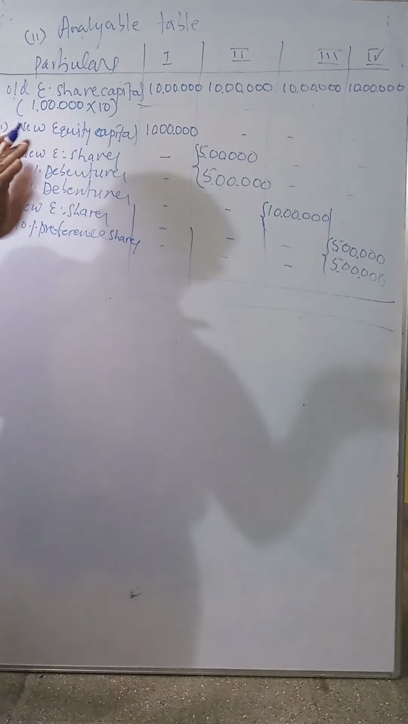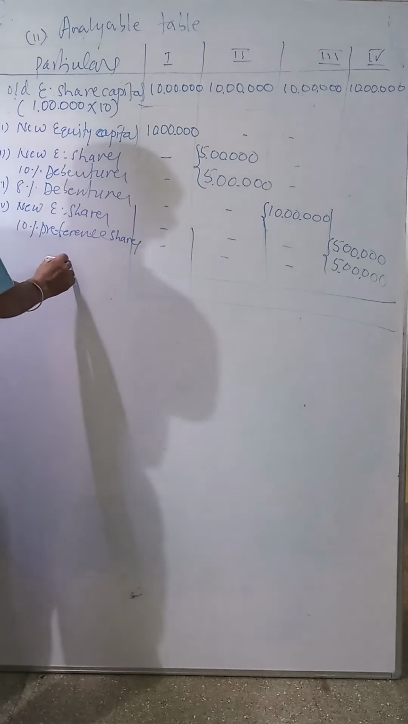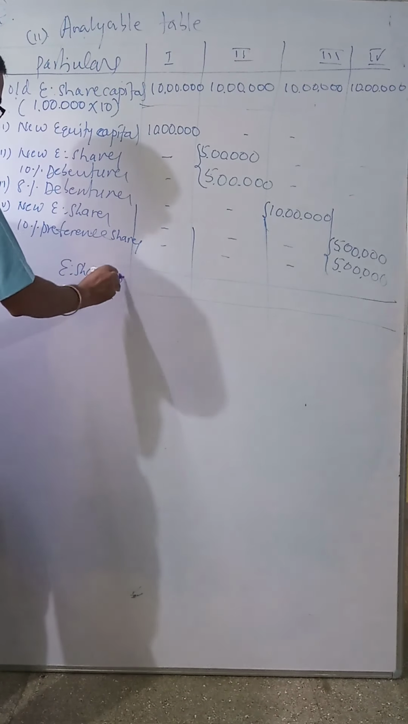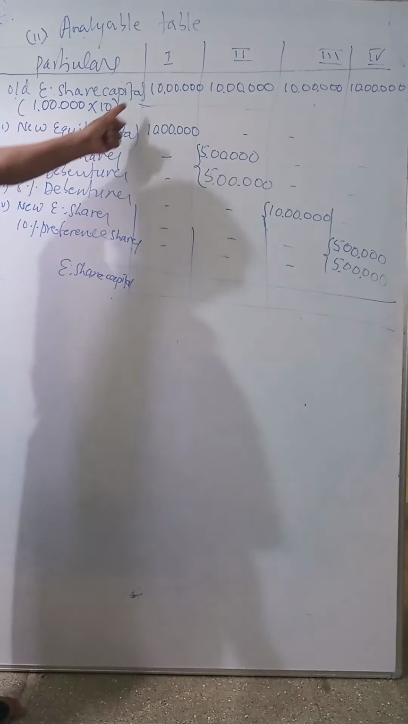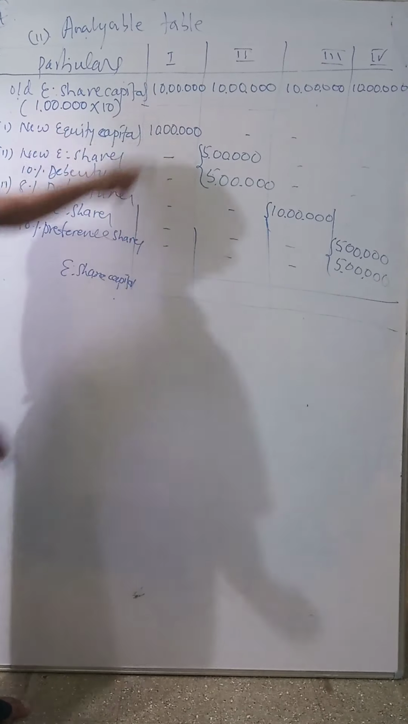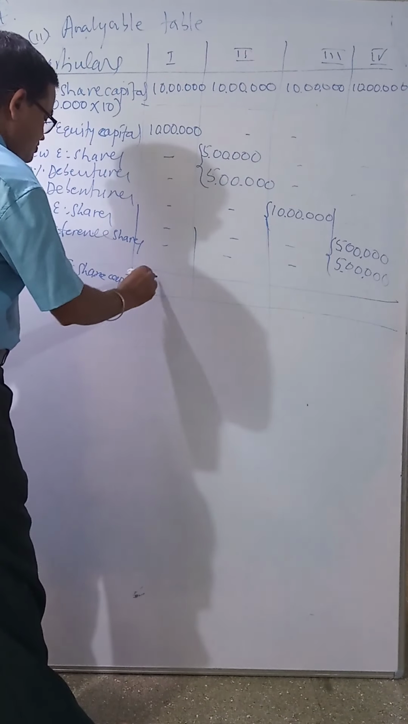You have to take only equity share capital total. Equity share capital, you have to add only equity. See, how much is the old equity? 10 lakh plus new equity 10 lakh. Total how much? 20 lakh.